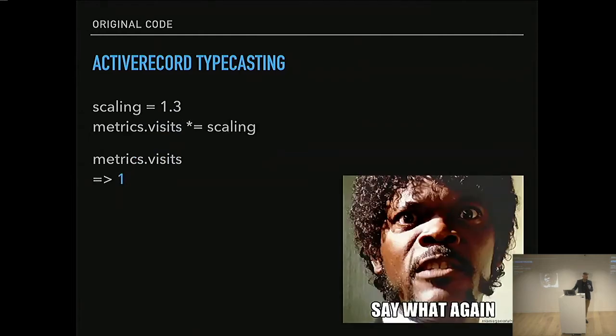And that's because ActiveRecord knows that the visits column in that table is an integer. And therefore it returns the integer value, or in other words, it's just cutting off the 0.3. Now, most of the time, that's exactly what you want. But in this particular case, it's not very helpful.